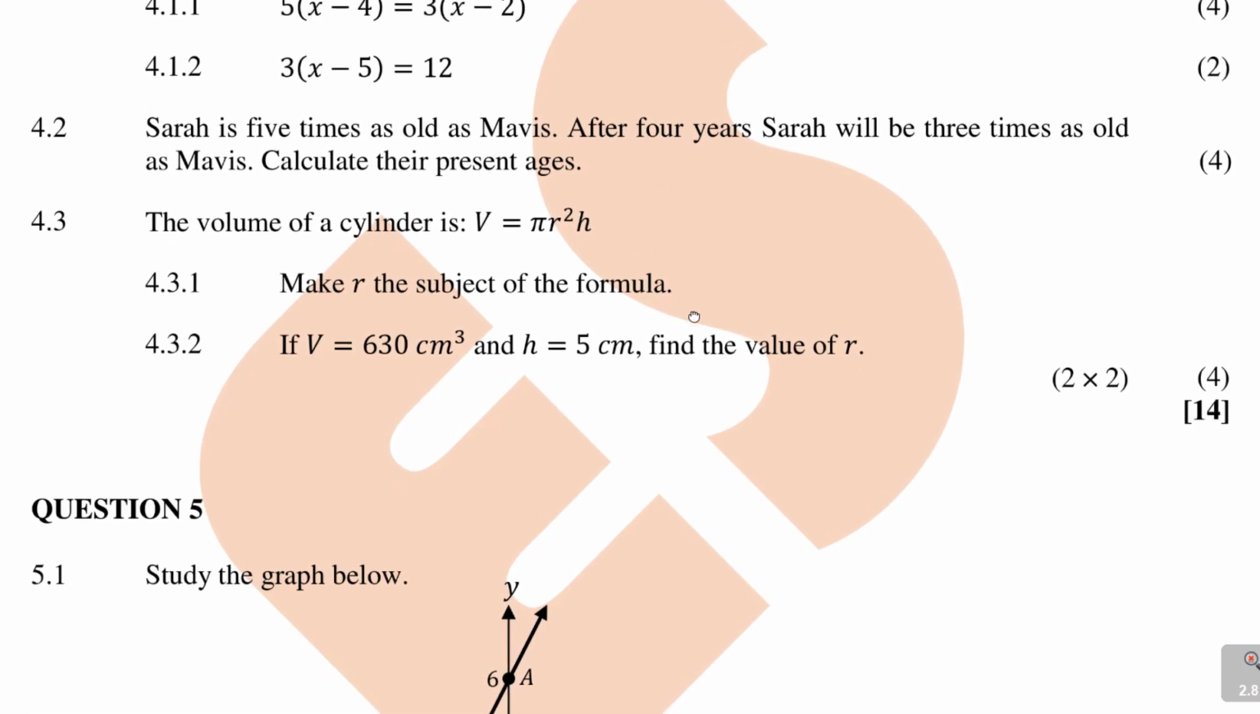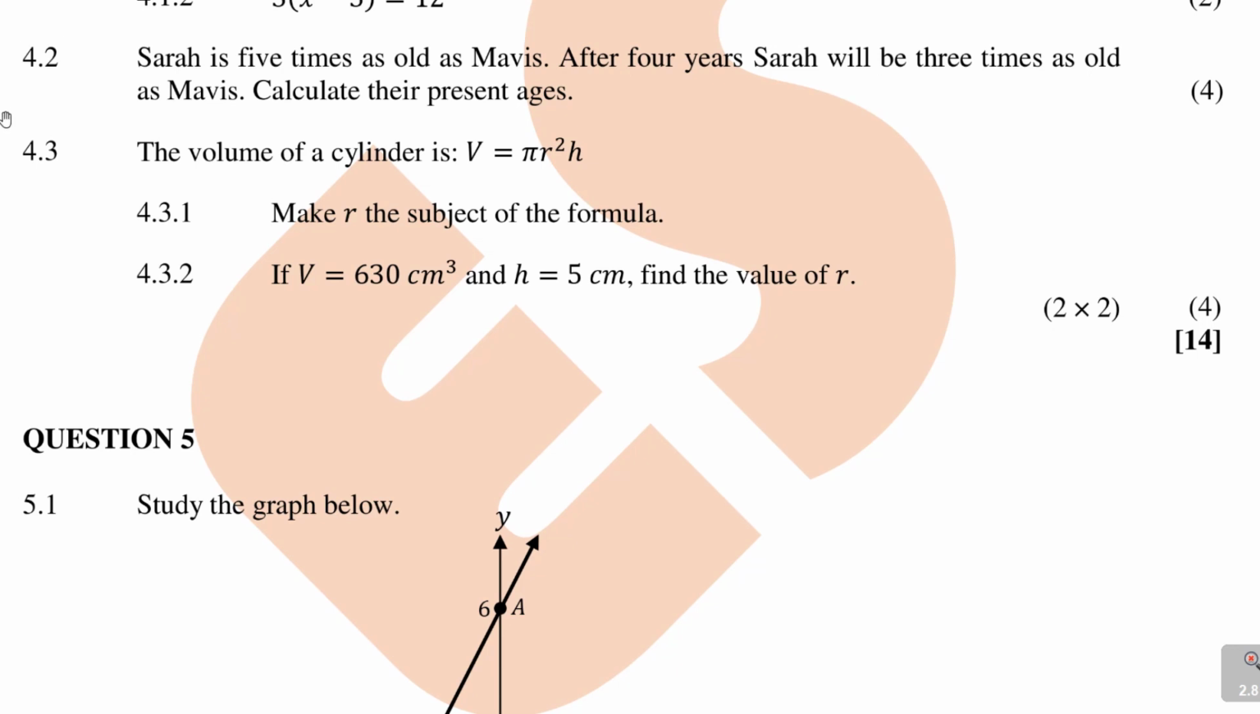4.2. Let's read that statement. Can you read it for me? Sarah is 5 times as old as Mavis. After 4 years, Sarah will be 3 times as old as Mavis. Calculate their present age.